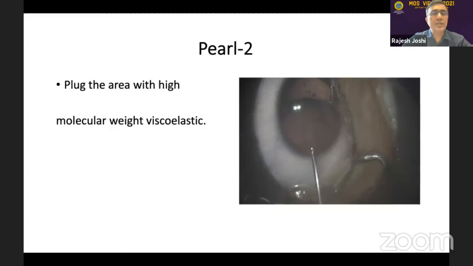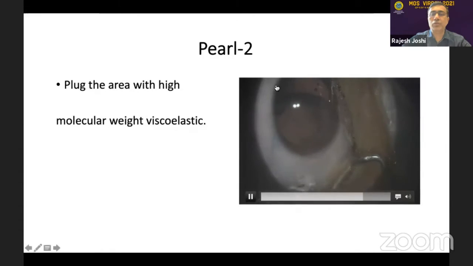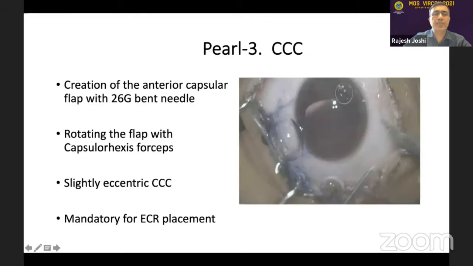Pearl number 2, plug the area with high molecular weight viscoelastic. Suppose you have around 5 to 6 clock hours of subluxation. You have to plug this area, because if you don't plug it, there are likely chances of vitreous coming out through that area. The better idea will be staining with trypan blue, so that if some vitreous is there, you can always clear that before you plug that area.